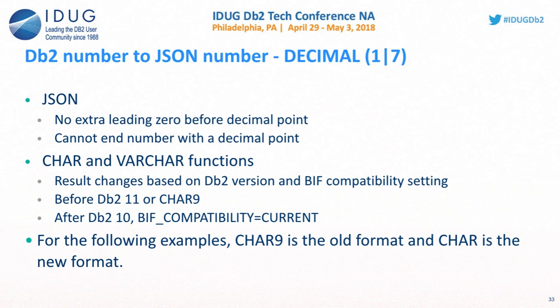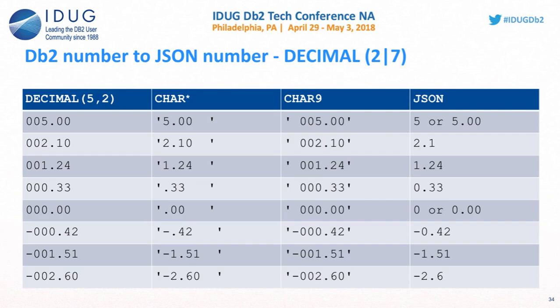In the following examples, please be aware, CHAR9 is the old format. Okay, that's what we've been dealing with since DB2 was created. Okay, the CHAR is the new format. And the new format's just a little more forgiving as far as converting it over to JSON, but only just a little. So here we've got a nice decimal 5.2 field, and that's kind of the raw value as it's sitting in DB2.